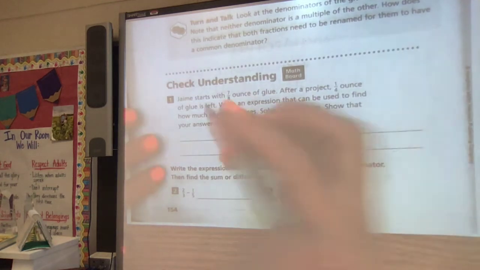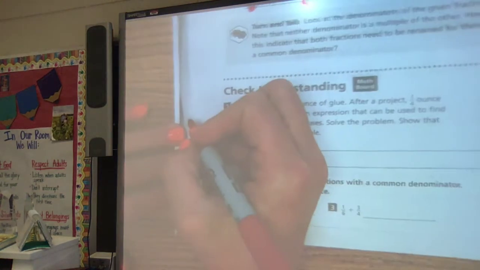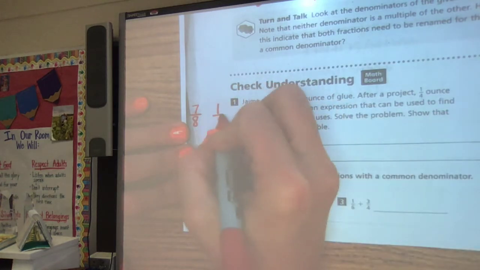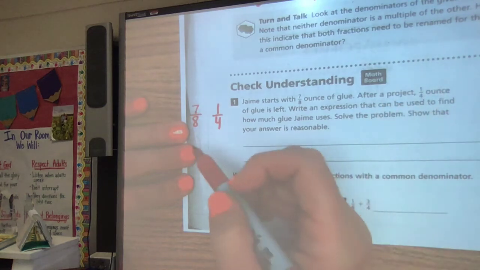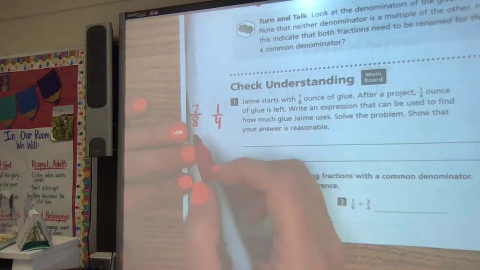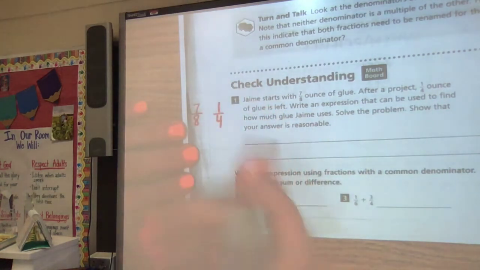Alright, he starts with 7/8 ounce. We'll write him over here. When he's done, there's 1/4 left. I want to find out how much he uses. Okay, let's think about this to make it easier. If I had 8 donuts and I ate some and 4 were left, you would know that I subtracted, or that I ate 4. Now, one way to get that could be 8 minus 4.